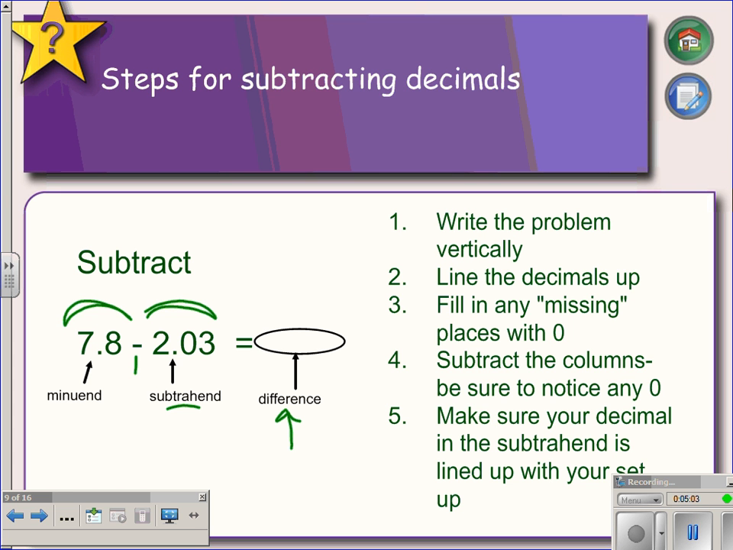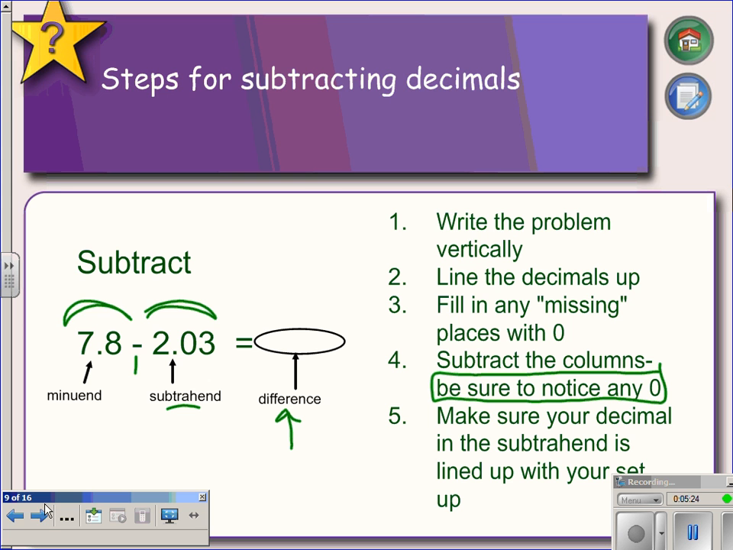The steps are very similar to adding. You're going to first write the problem vertically. You want to line the decimals up. You're going to fill in any missing places with a 0. You want to subtract the columns, being sure to notice any 0. And this is critical, and I'll talk about this in a second. And you want to make sure the decimal in the subtrahend is lined up with your setup.